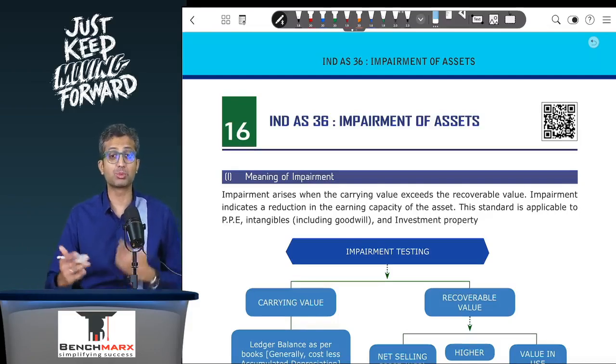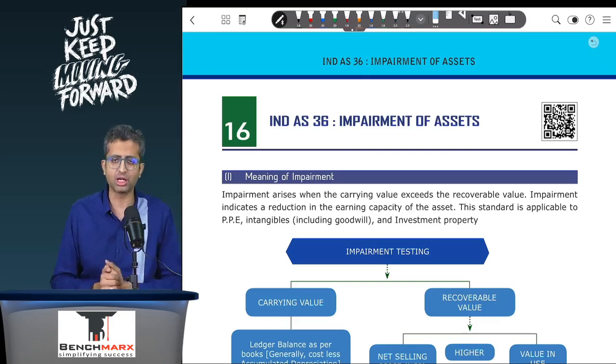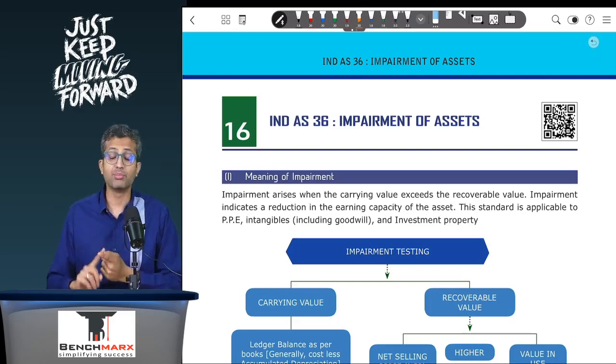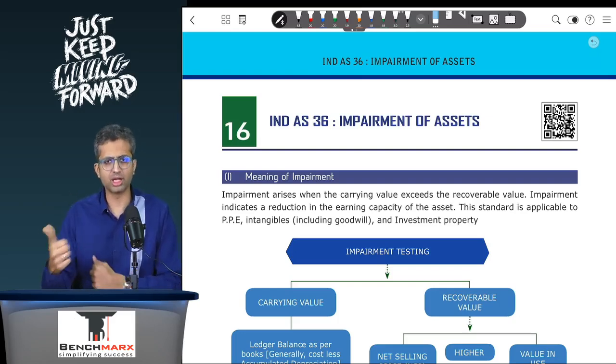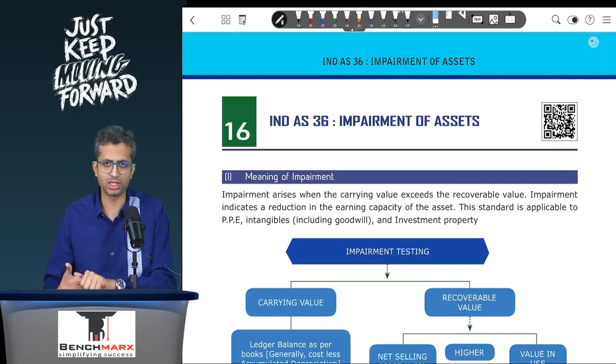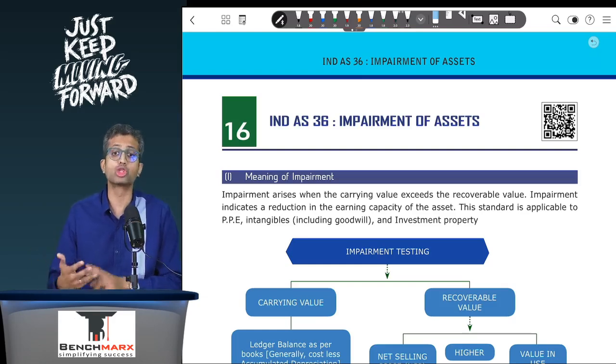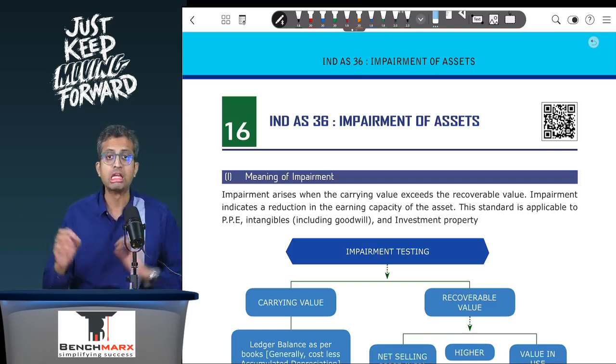Now in today's class, we would be doing a full revision for Ind AS 36, impairment of assets, which is a very important standard, along with the important questions. So let's get started. When we look at Ind AS 36, to what category of assets does this apply? It applies to PPE under Ind AS 16, intangibles under Ind AS 38, even investment property under Ind AS 40, goodwill under business combination, and also investment in shares of subsidiaries, associates and joint ventures in the SFS.